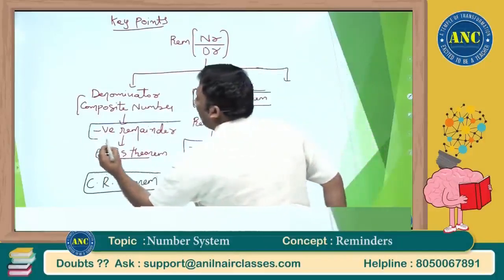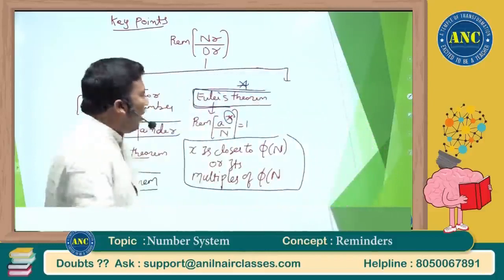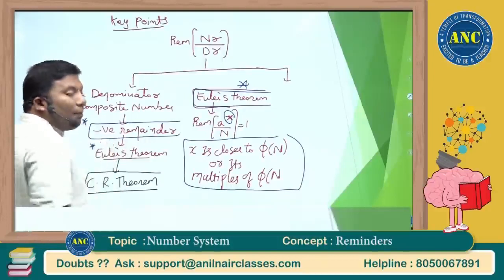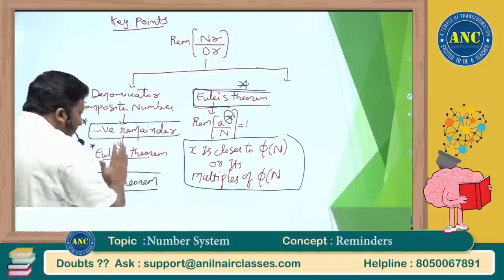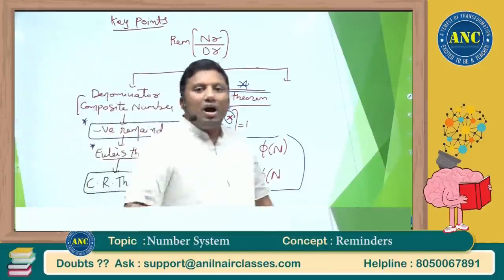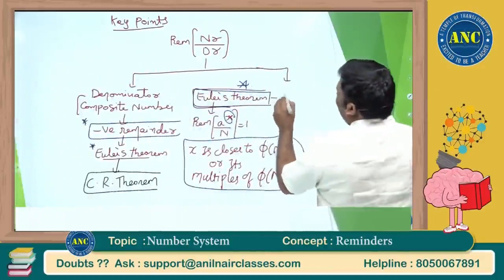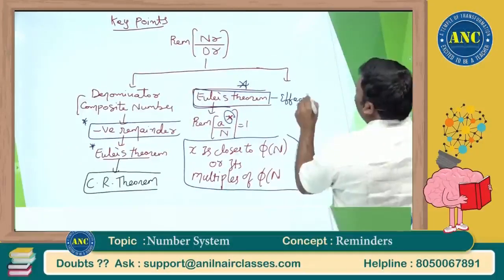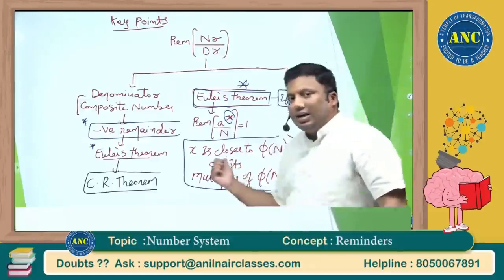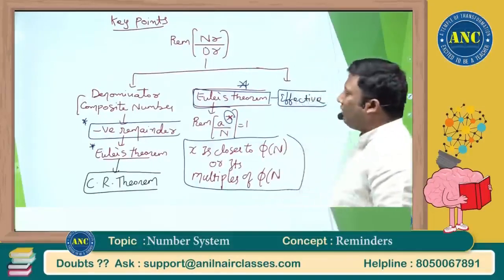Finding out which power of the numerator by the denominator gives you plus 1 or minus 1 is the complexity in negative remainder. If the power of the numerator is not closer to the totient function of the denominator or its multiples, then Euler's method is ineffective. The power of Euler's theorem only lies if the power of the numerator is closer to the totient function of the denominator or multiples of the totient function of the denominator.